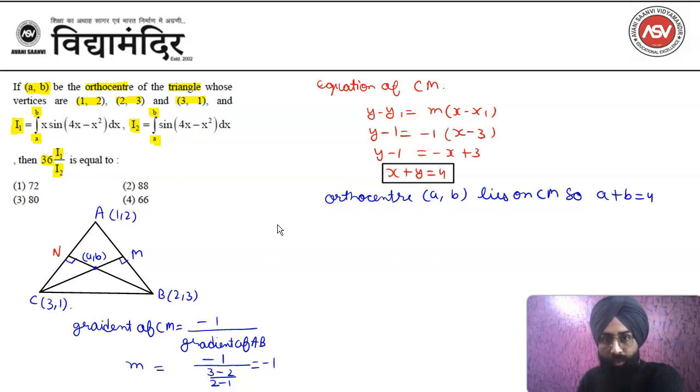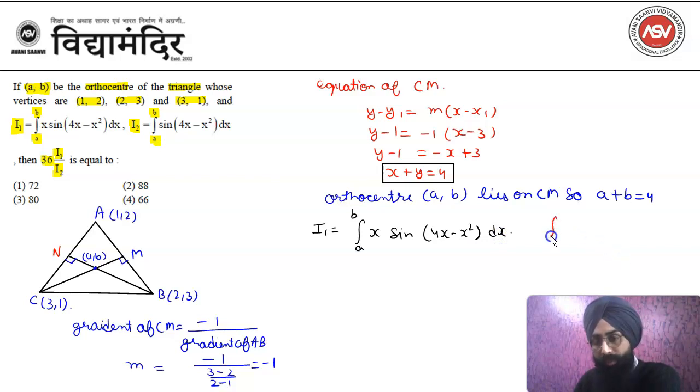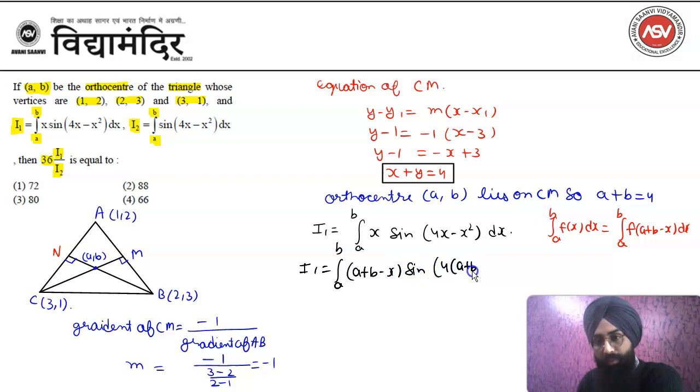Let's see how. First we are solving the integral I1, from A to B of x times sine of (4x minus x square) dx. We have this property which can be applied here: integral from A to B of f(x) dx is equal to integral from A to B of f(A plus B minus x) dx. Applying that property here, we get I1 equal to the integral from A to B of (A plus B minus x) sine of (4 times (A plus B minus x) minus (A plus B minus x) whole square) dx.